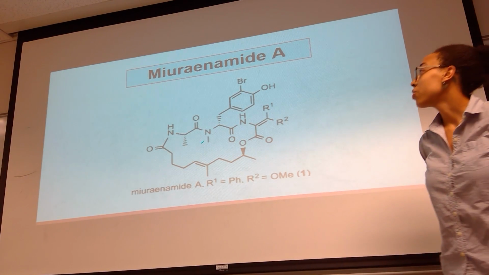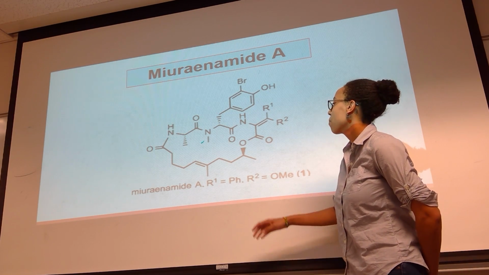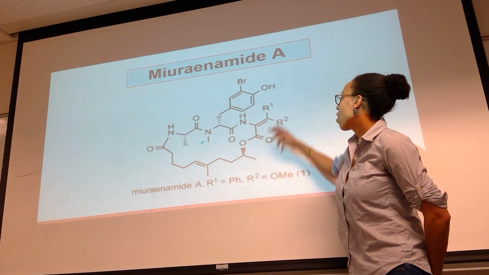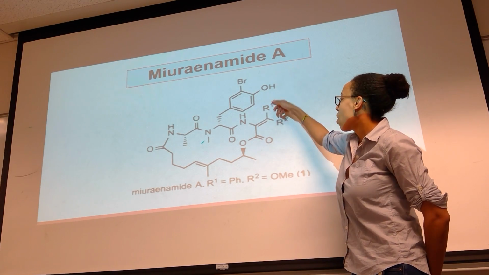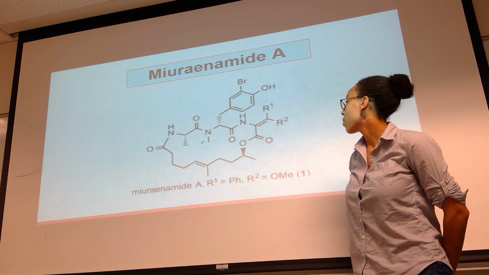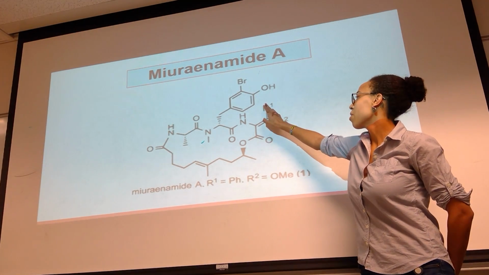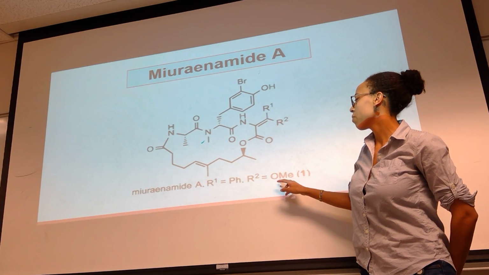So this is what our molecule looks like. Moranamide A is one of several moieties of moranamide. It essentially looks like this except for the R groups. You have this R1, R2 group. R1 will be a phenyl, and then R2 will be a methoxy group. Actually, the methoxy will be up here in our final product in our reaction.